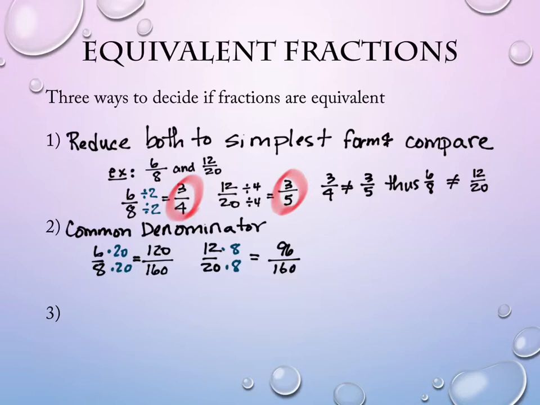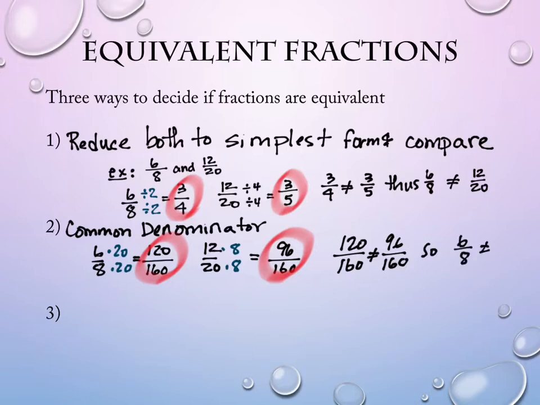Okay, these aren't the same, right? Just like before, they're in some kind of a form where we can compare them now. The denominators match, and since the denominators match and the numerators don't, the fractions are still not equal. So 120 over 160 does not equal 96 over 160. So again, 6 over 8 does not equal 12 over 20.